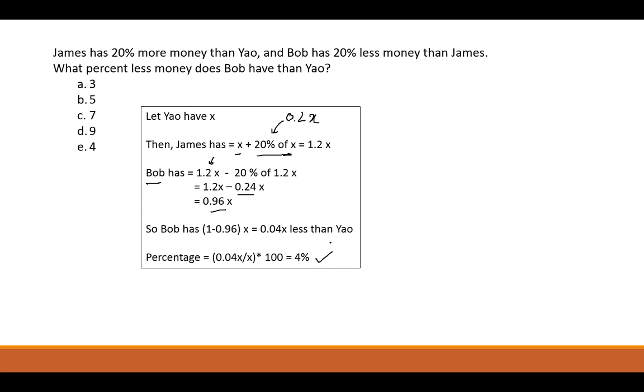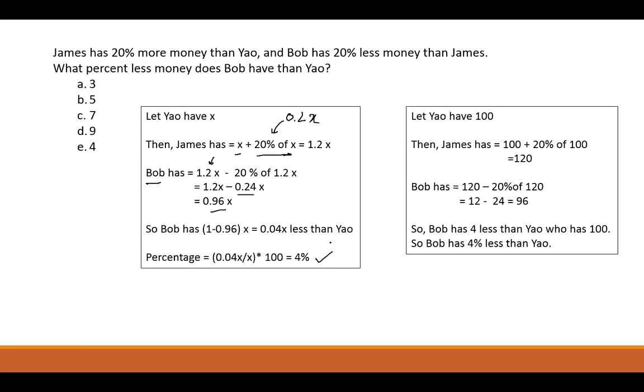A simpler way, which students can use in their examinations, is to start with a basic reference number, which is 100. This makes the question very simple. Let Yao have 100. So James has 100 plus 20% of 100, which is 120, and Bob has 20% less than James. So he has 120 minus 20% of 120.